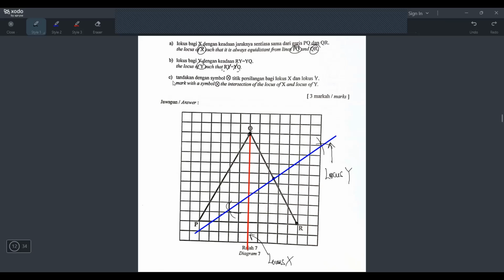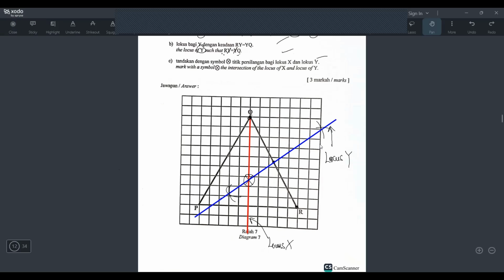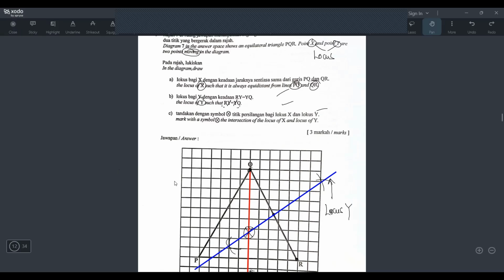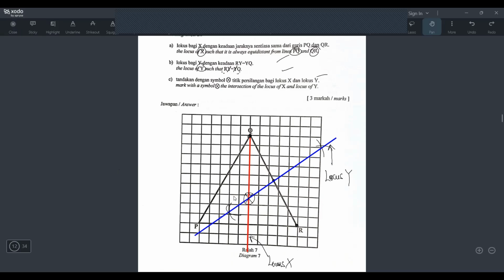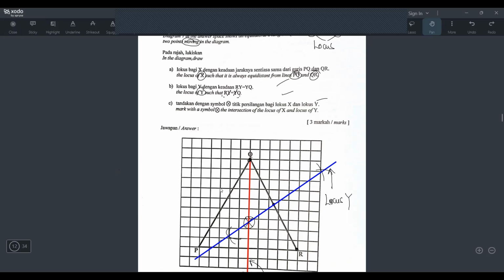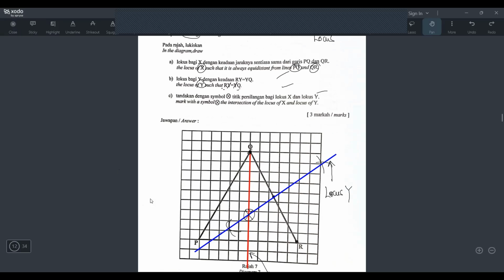Okay, C says what? Mark with a symbol the intersection of locus X and locus Y. So where's the intersection? Here, right? So you just circle it, and then put a cross, and then you get 3 marks. 1, 2, 3. Right? But mine is not accurate, because I never used a compass. So make sure you use a compass, and then you will get an accurate 90-degree line. Right? So that's all.